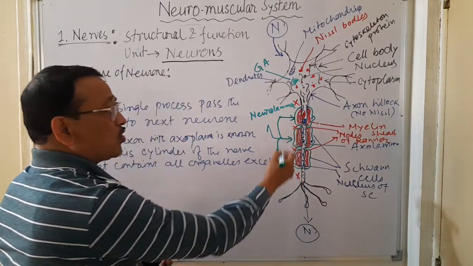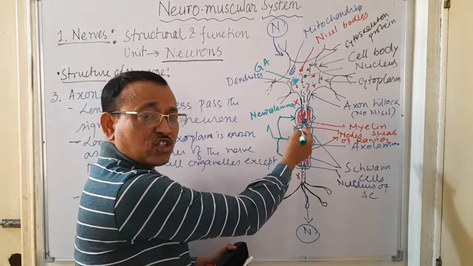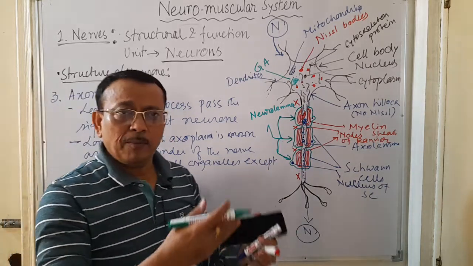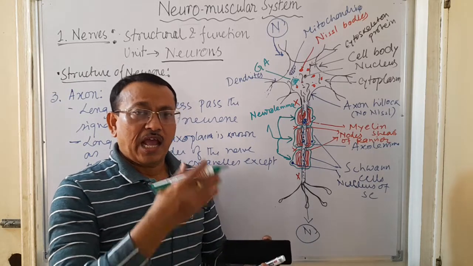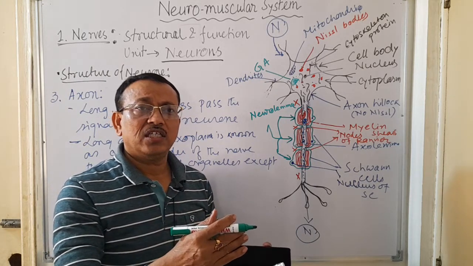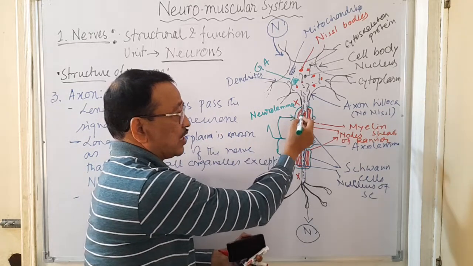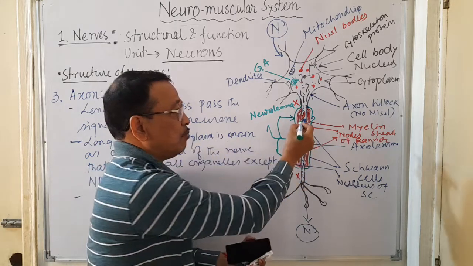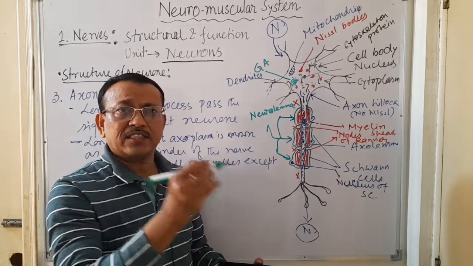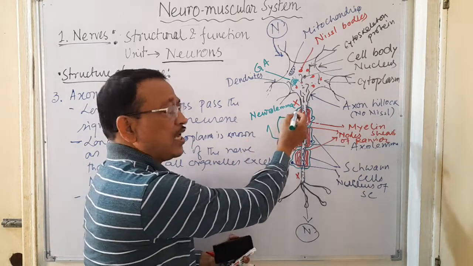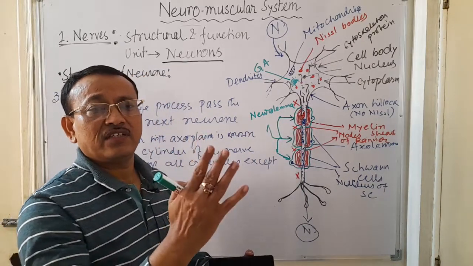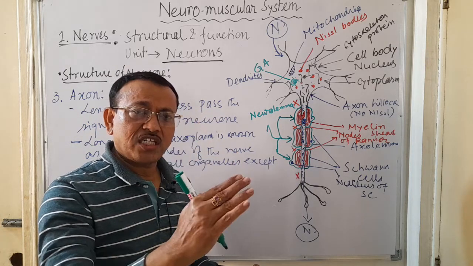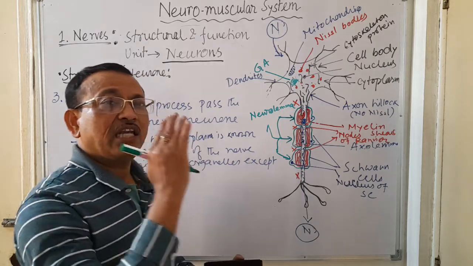So the extreme outermost layer of the axon is known as the neurolemma. That means in some neurons, the axon has three layers. The first layer is the axolemma. The second layer is the myelin sheath. And the third layer is the neurolemma. Three layers are there: axolemma, above it the myelin sheath, and finally the neurolemma.